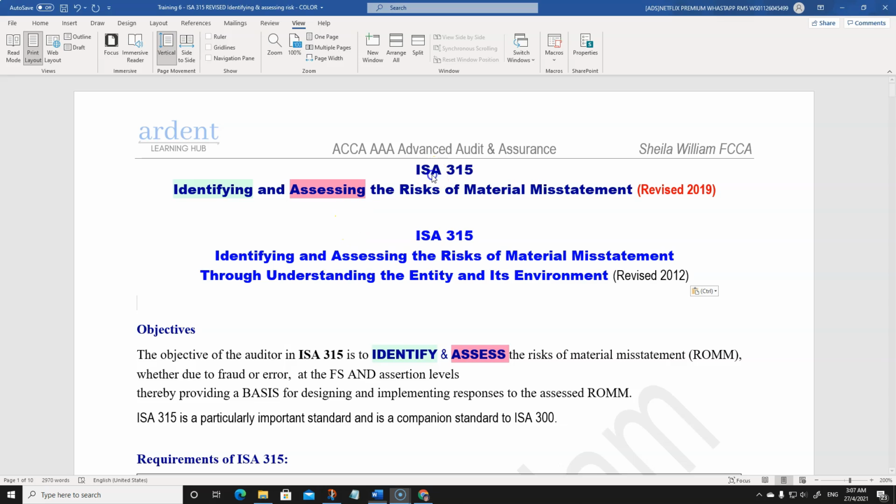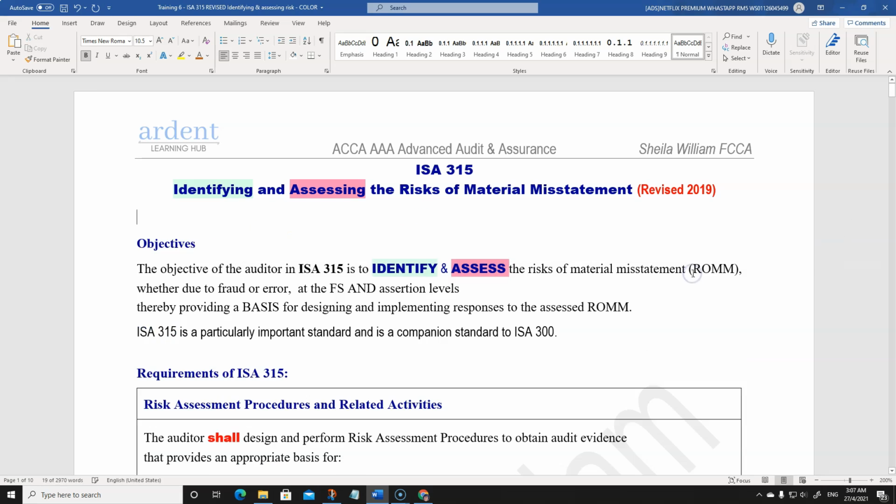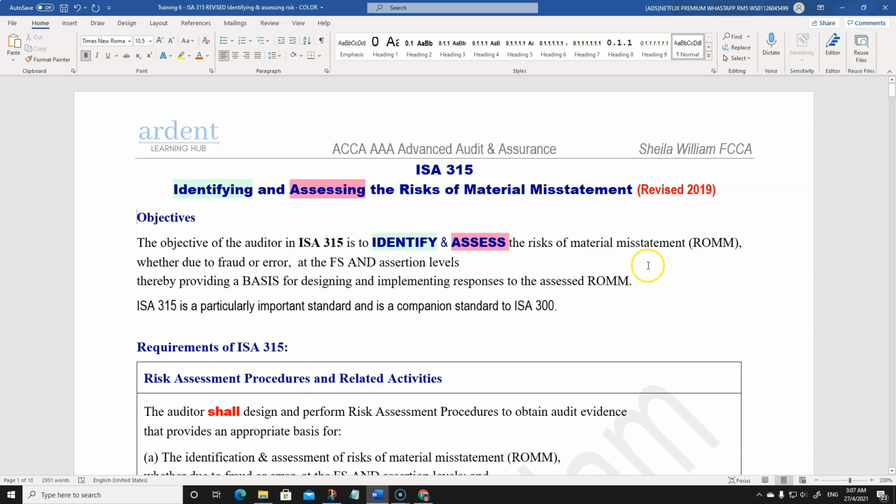We're looking at the new standard ACCA 315 revised 2019. Now, the previous standard that we had was called Identifying and Assessing the Risk of Material Misstatement through Understanding the Entity and its Environment. So this part here has been removed, and the title just includes that top part here. All right. It's important for you to know that the standard has been revised and there are some changes from the previous one. So let's have a look at these two words here, identifying and assessing.